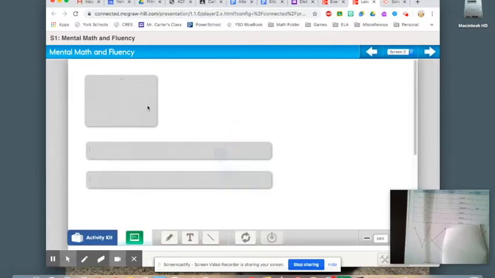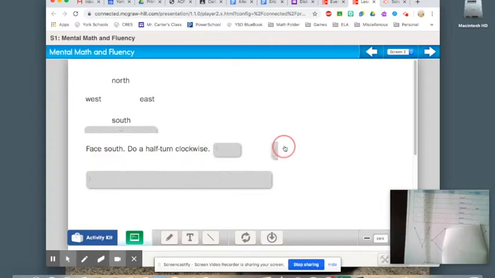Once again, you have the compass rose: north, east, south, and west. This time you're facing south, and you're going to do a half turn clockwise. Where does that land you? Go ahead and write your answer down on your paper. The answer is north. If you were south and you did a half turn clockwise, you would end up in north.